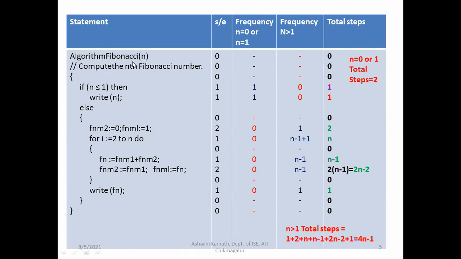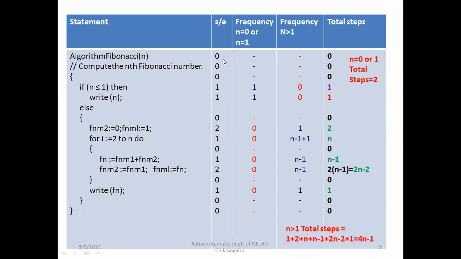So first line, S or E, statement or executable statement, it's equal to 0. Since we have two cases here, if part and else part, for both the cases we have to write the frequency separately. When n is equal to 0 or 1, and then when n is greater than 1. Then we'll discuss total number of steps. So algorithm, first we'll discuss this. Statement or executable statement.